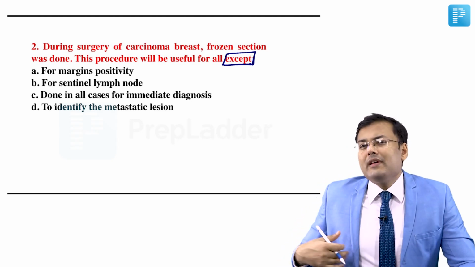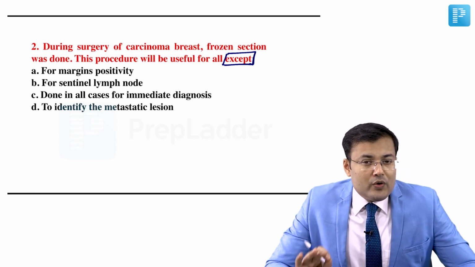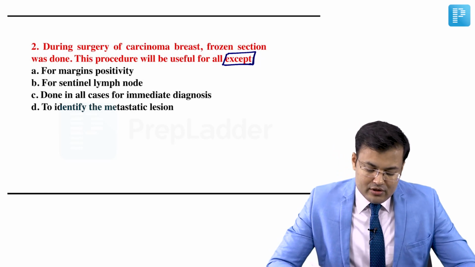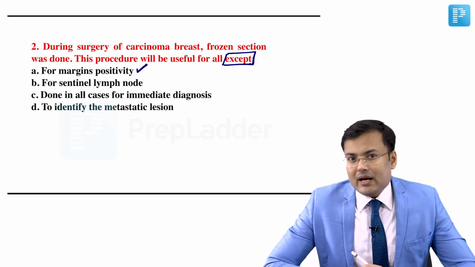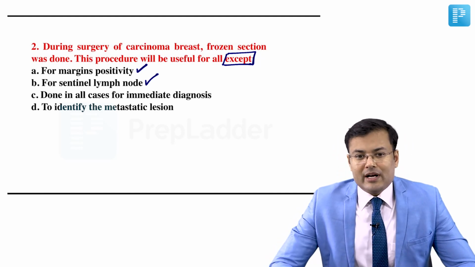Second, whenever we are removing the tumor or the specimen and we are not sure whether the margin is positive or not, then we send the frozen section. So it is used for margin positivity. It is used for sentinel lymph node biopsy.